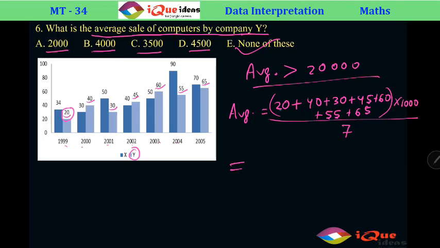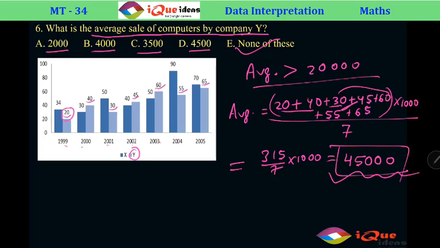Now if you add them, 20 plus 40 is 60, plus 30 is 90, 90 plus 60 is 150. 55 plus 45 is 100, so 250, and 65, that is 315, divided by 7 into 100. So divide carefully. 7 4s are 28 and 45. So it is 45,000. So 45,000 computers is the answer of this question. Be careful, it is not 4,500, it is 45,000.